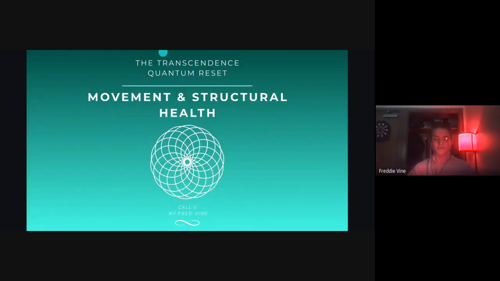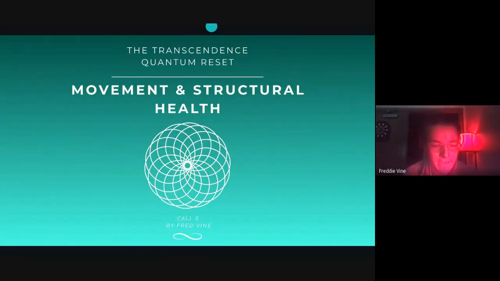As I say, movement and structural health is the theme of today. And I'm actually really excited for this one because I think it's an area that I didn't necessarily start with in my focus on my health journey, but as I've gone, I've realized the importance in a lot of different ways. So I'm excited for this one.